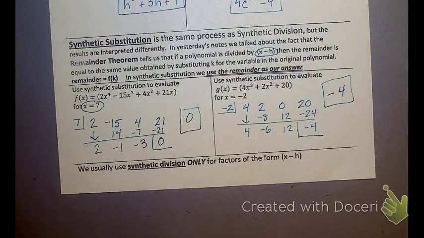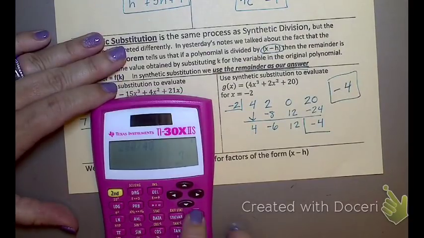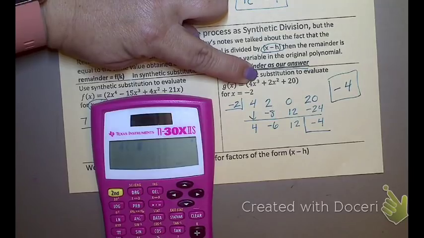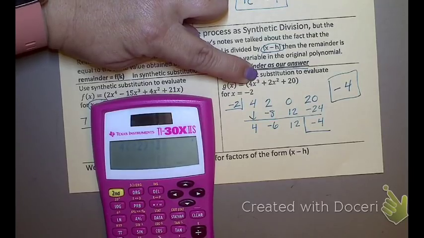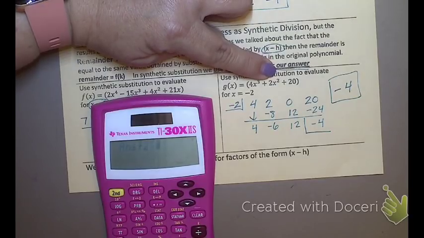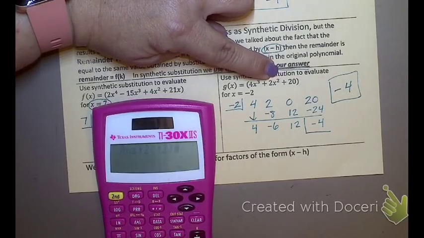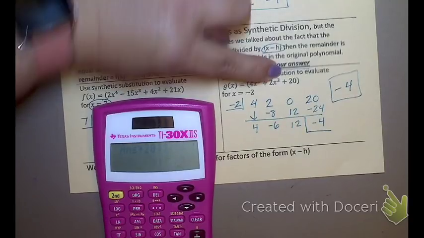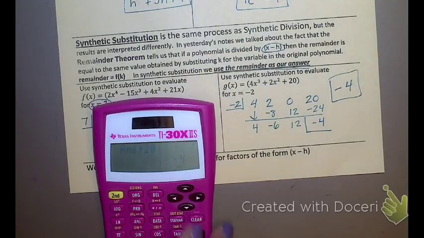Here, I'll check it on a different calculator just in case you didn't have the graphing one. Let's see. Okay, 4 times negative 2 to the third is negative 32, plus 2 times negative 2 squared, negative 24, plus 20 is negative 4. Beautiful.